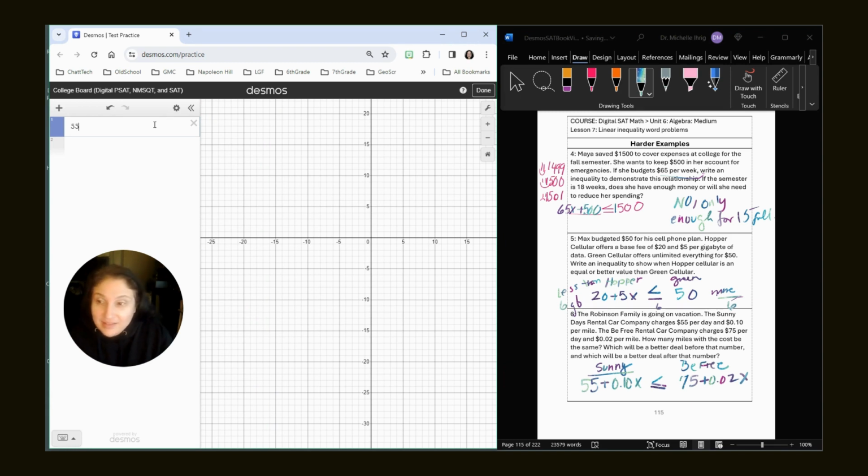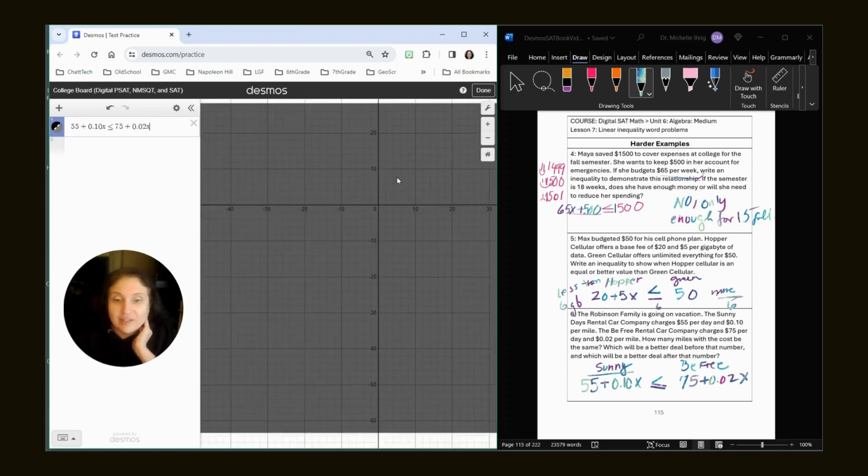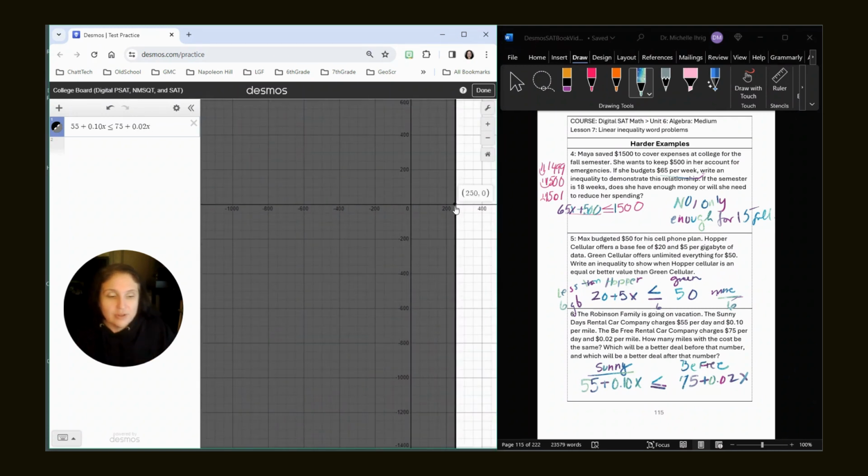And back in the day and on the Khan Academy videos, they're going to show you how to subtract 55 from both sides, subtract 2 cents from both sides, and divide by 0.8. And I'm just going to show you how to type that baby in the graphing calculator. Scroll, scroll, scroll. Boom. 250 miles. So at 250 miles, they're equal. Anything less than 250, Sunny is a better deal. But if they're driving 500, Be Free would make more sense.